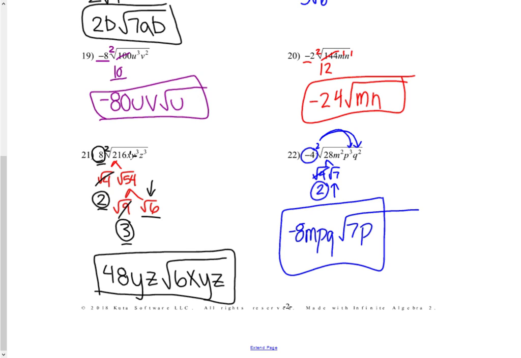Please come in if you have any questions on this. Again, there are several ways you can split those up. There's no one right way. You just need to make sure when you simplify it, we get to the same answer.